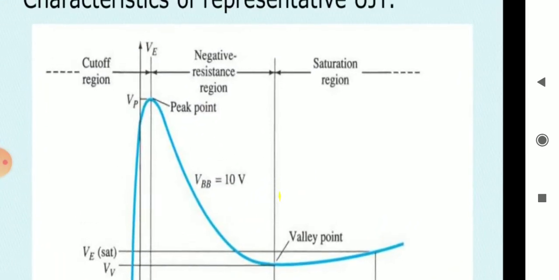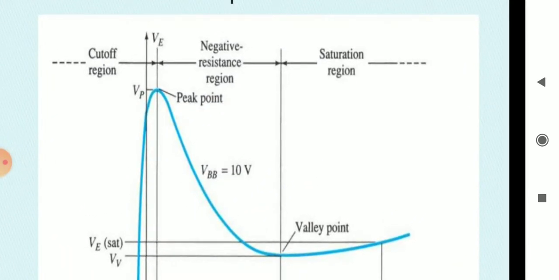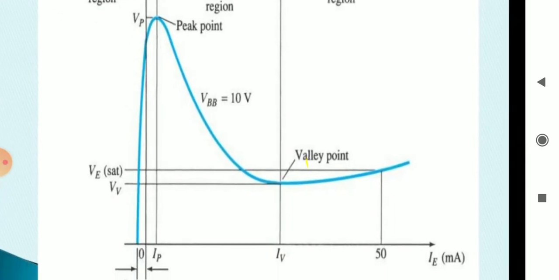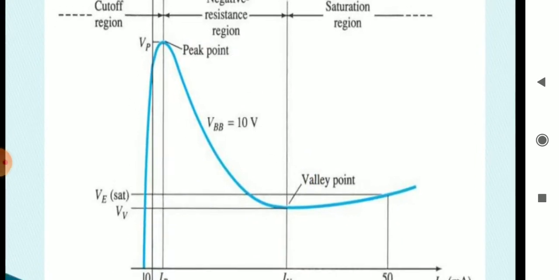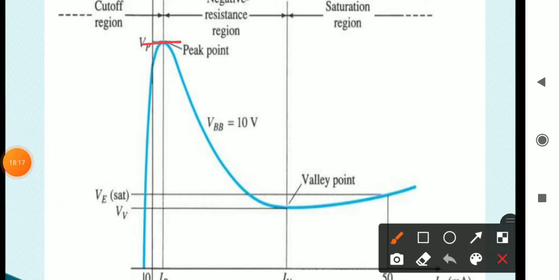Now, there are three regions of operation of this particular UJT. The first region we call the cutoff region, the second one is the negative resistance region, and the third one is the saturation region. So three regions of operation. Now we know that in order to turn on the UJT, the emitter voltage should reach VP. So that is represented over here. This is the VP.